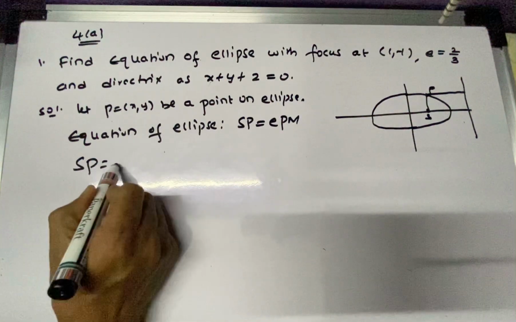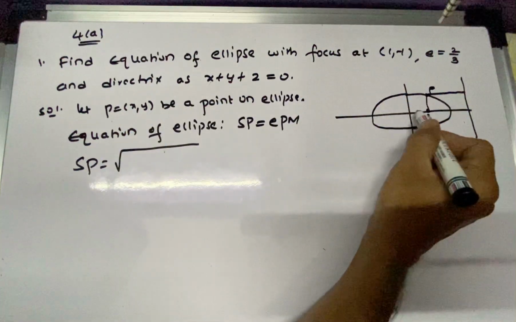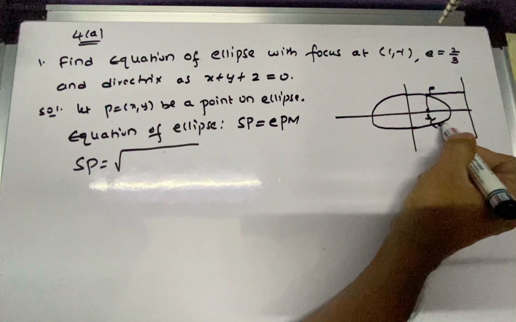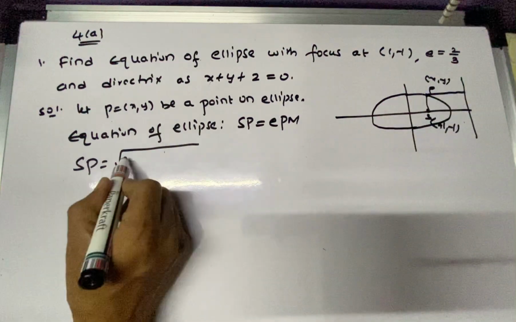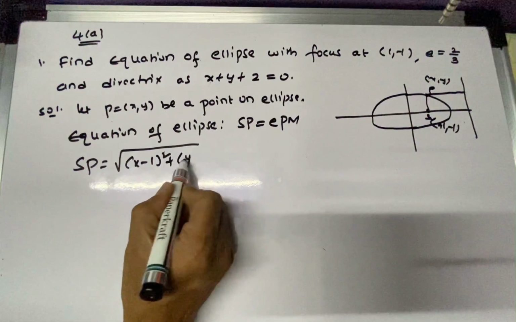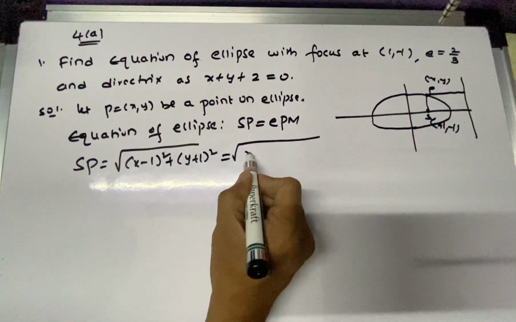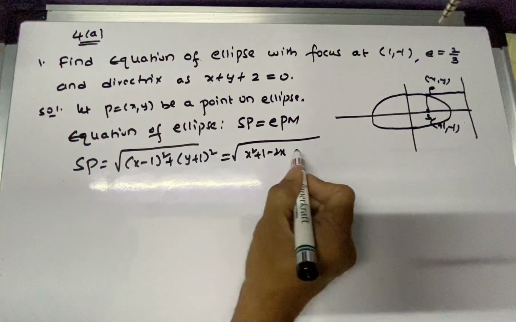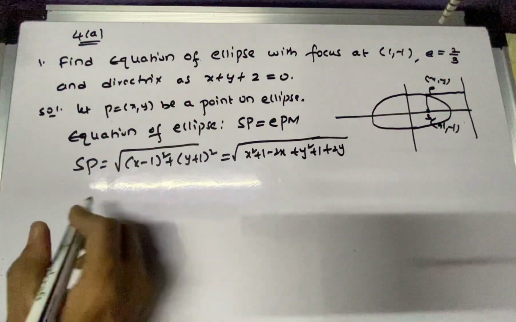SP is equal to the distance between S and P. S is the focus which is 1 comma minus 1. P is x comma y. Distance formula: x2 minus x1 whole square plus y2 minus y1 whole square. SP equals root of x square plus 1 minus 2x plus y square plus 1 plus 2y.